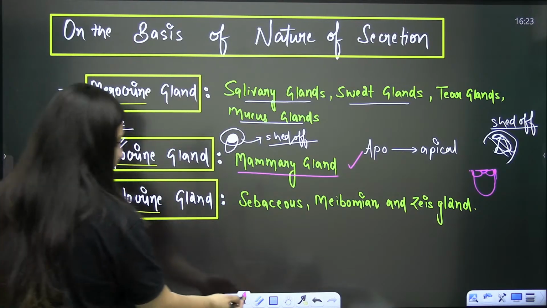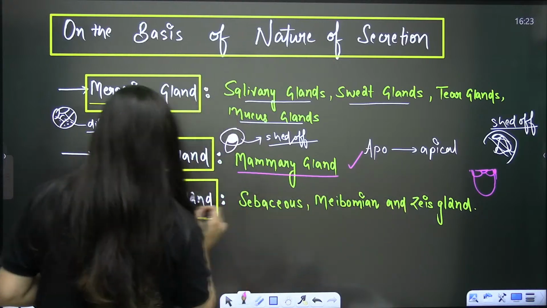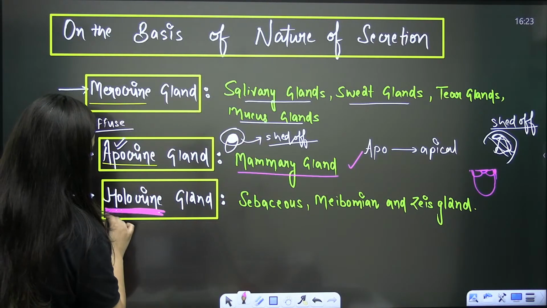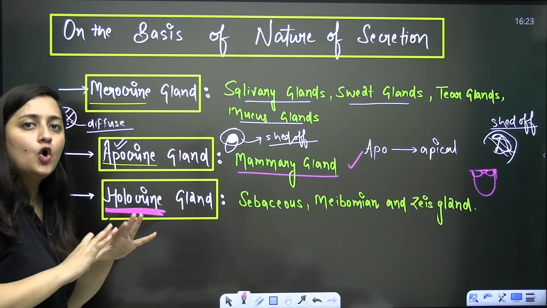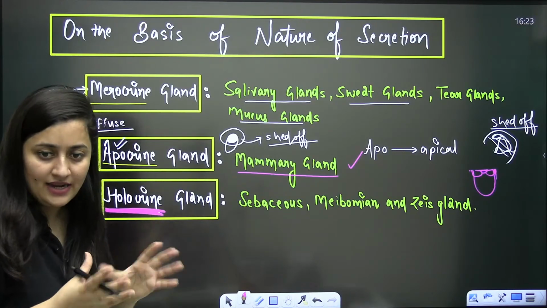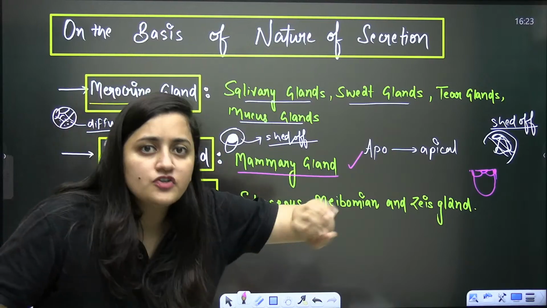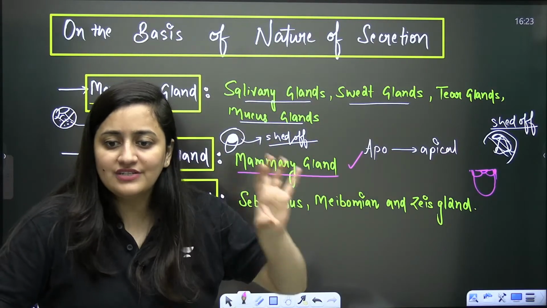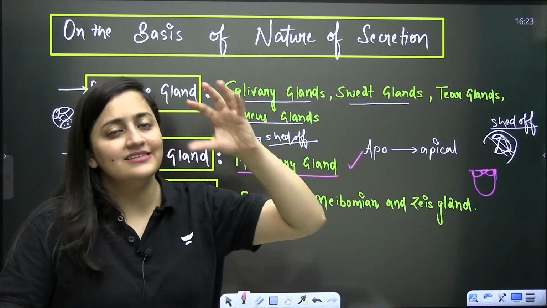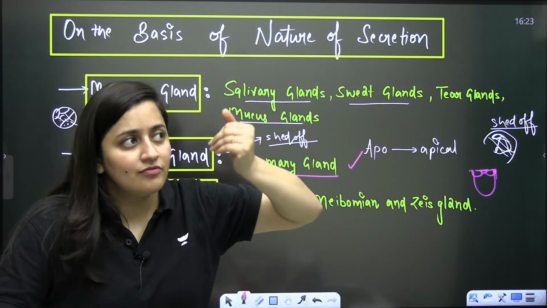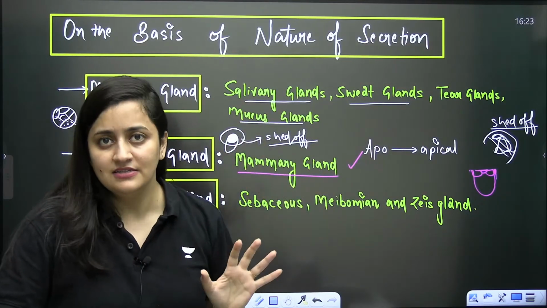Now next part is the holocrine gland. Holocrine means total. So here your entire secretory cell will shed off along with its secretion. Your entire secretory cell will shed off. It will wipe out along with its secretion.